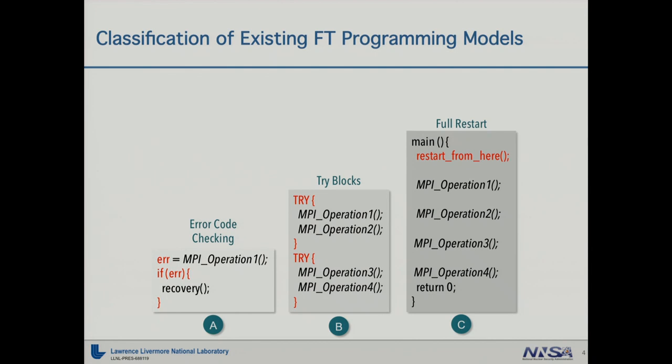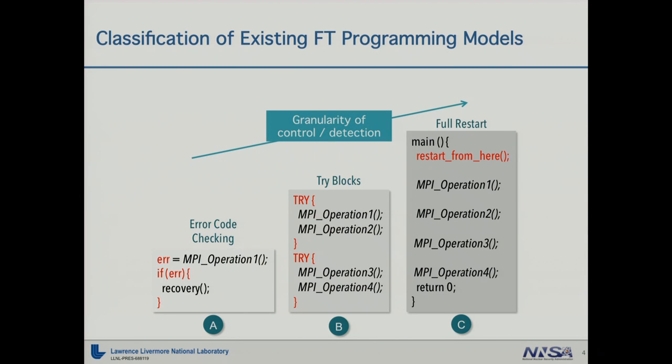And then we have a third class, which we call full restart models. In this case, the programmer says, I'm not going to protect every single operation, or groups of operations. But if I have a failure, I will restart the application. So I will treat all the MPI calls the same way. If we have a failure, the full MPI library is restarted, and then the application restarts from a particular point, which is essentially in the main function.